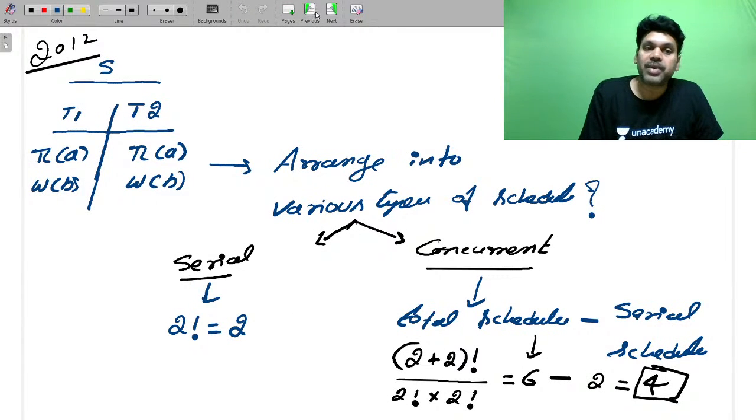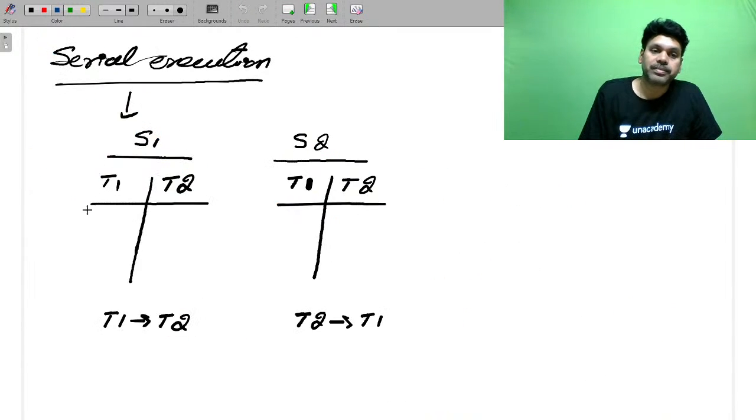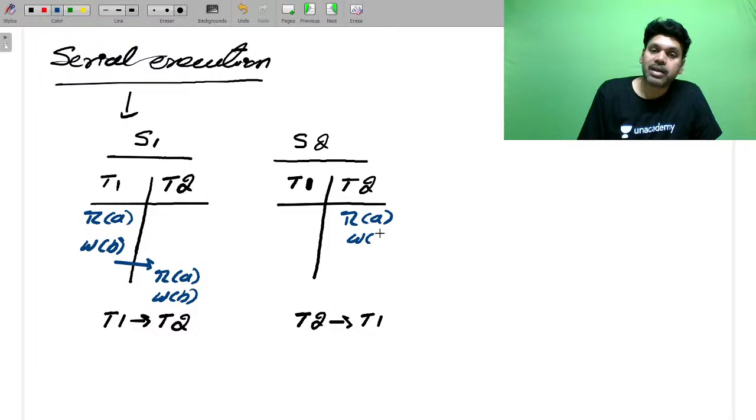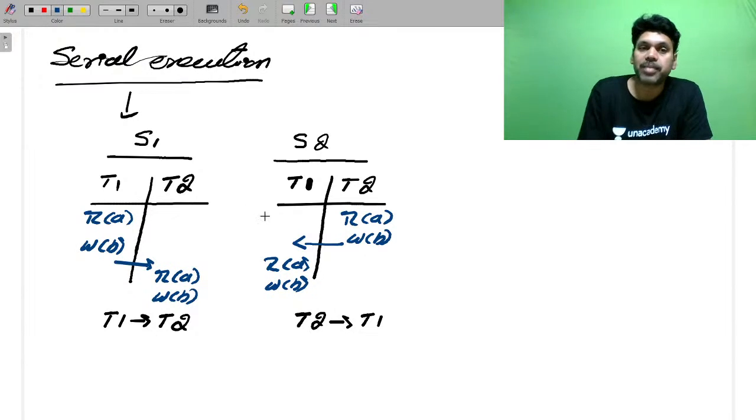So first T1 will execute, followed by T2. T1 executes R A, W A, and after this it is going to execute R B, W B. Then T2 executes in the same way, R A, W A, R B, W B. So two serial orders are completed.